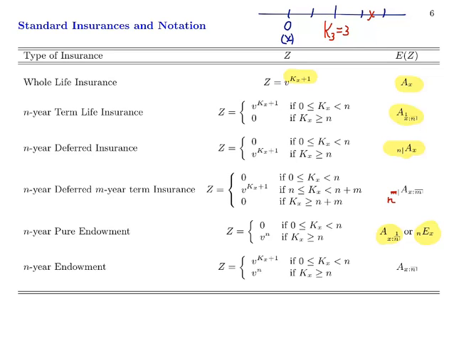And then finally, the n-year endowment is a combination of the term and a pure endowment. So if you die within the first n years, you get $1 at the end of the year of death, and if you survive n years, you also get $1 at time n. Okay. And so for that one, we also have this symbol with the x n, but now you get both the payment at death if it happens before time n, and the payment at time n if you happen to survive. Okay. All right.